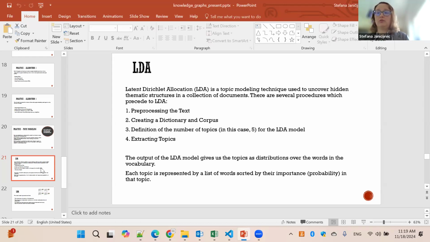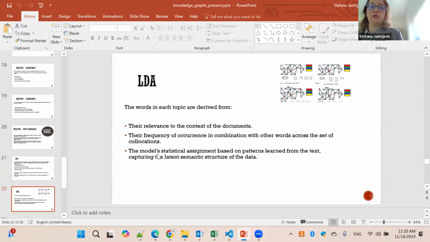Extracting topics: the output of the LDA model gives us the topics as distributions over the words in the vocabulary. So at the end we have a vocabulary with the topics. Each topic is represented by a list of words sorted by their importance in the topic. The words in each topic are derived from relevance of the context, frequency of occurrence in combination with other words, and the model's statistical assignment based on patterns learned from the text, capturing the semantic structure of the data.